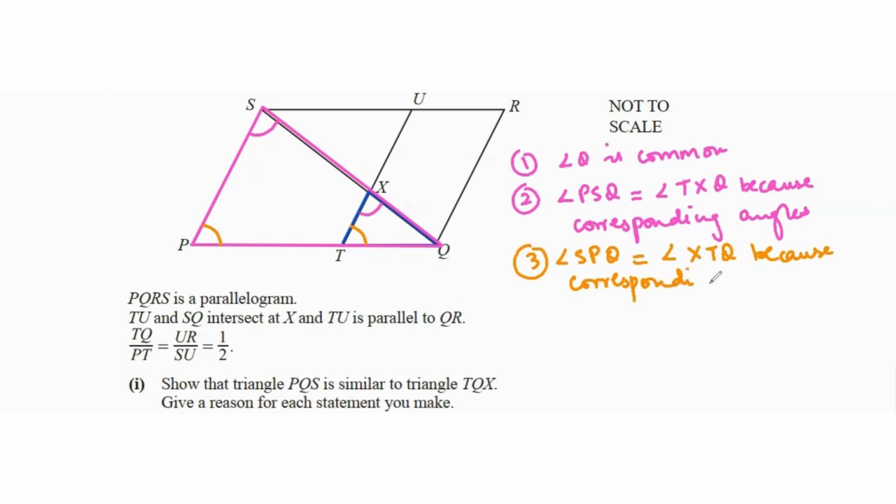Another thing you could have said was that since the other two angles are equal, the third angle would also be equal because the sum of angles is 180. So if we subtract the other two angles from 180, we will get the same values for angle P and T. You can use that reasoning as well if you couldn't click on the corresponding angles one while solving the paper.